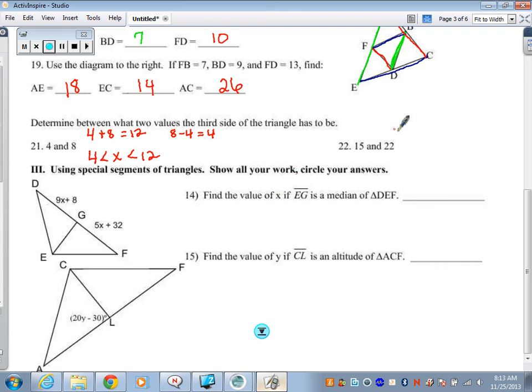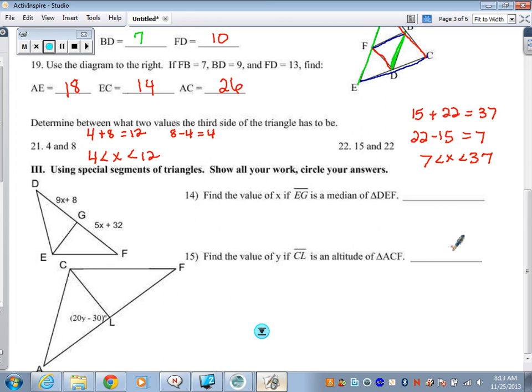Same thing over here. 15 plus 22 equals 37. 22 minus 15 equals 7. So 7 is less than x, which is less than 37.